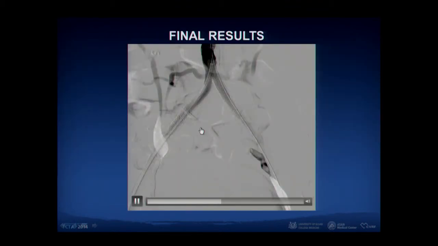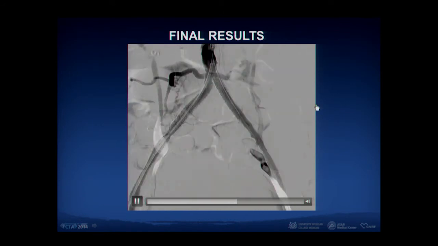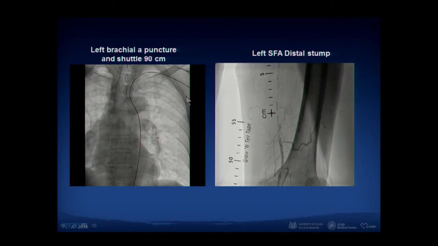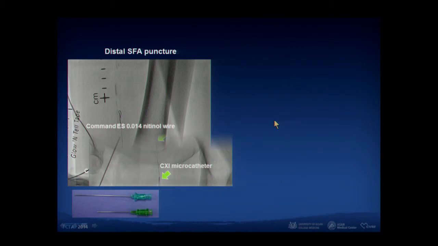So this is the iliac final result. At this point, the crossover technique is impossible for SFA treatment. So the patient had staged PTA 2 days later. Left brachial puncture was done, and then we inserted a 5 French long sheath. In the distal SFA, you can see some segment for the distal puncture. So we punctured here; command wire was used, and a micropuncture set was also used.